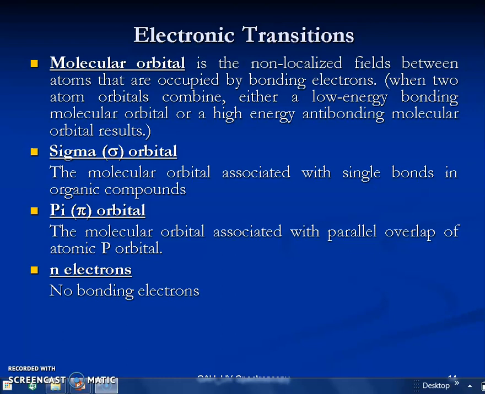A molecular orbital is a non-localized field between the atoms that are occupied by bonding electrons. I mean to say, these are non-localized fields between the atoms where the electron can occupy its space. When two atomic orbitals combine, either a lower energy bonding molecular orbital or a higher energy anti-bonding molecular orbital may result.